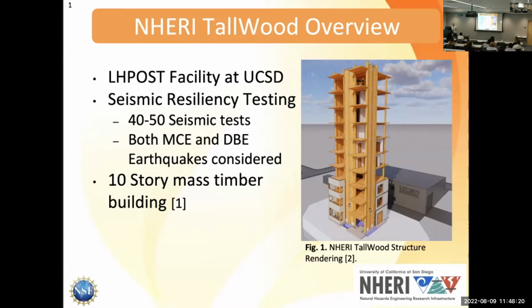It's recently been upgraded to 6 degrees of freedom as opposed to just the 1 degree of freedom they had before. The Tallwood project itself is a mass timber building that's 10 stories high. It also includes some non-structural aspects such as steel modular stairs, exterior facades on the first 3 stories, and interior walls for testing. So this building is going to undergo 40 to 50 different seismic loadings. These loadings include maximum considered earthquakes, also design basis earthquakes, and they're really trying to obtain data about the structural resilience of mass timber elements on the project.